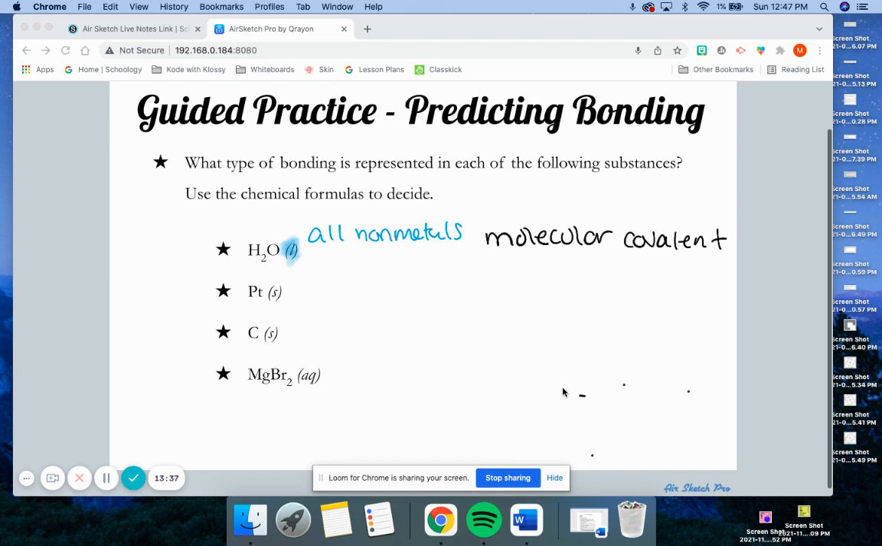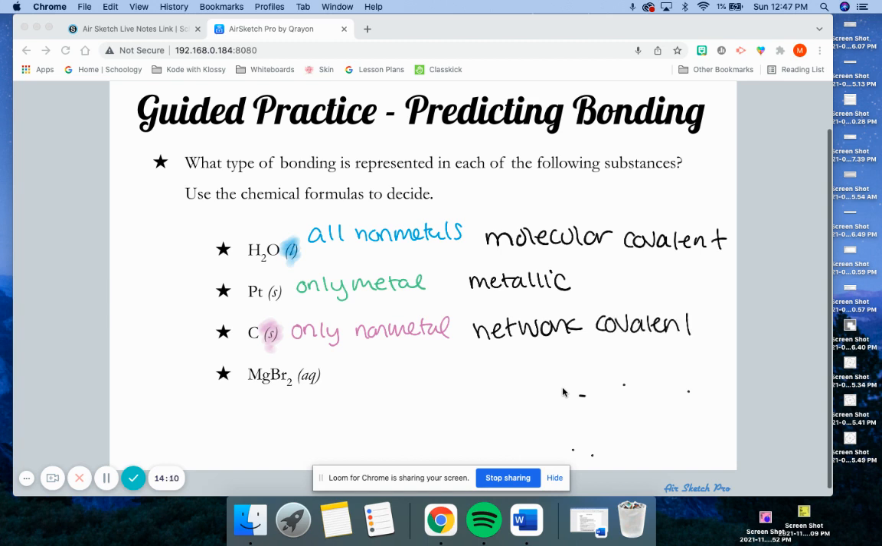In Pt, platinum solid, I just have a metal atom. So this is going to be metallic. This is probably the easiest one. In C, solid carbon, I only have a nonmetal. And I have a hard solid. So this is going to be a network. Oops, this is going to be a network covalent. Remember, solid carbon is diamond, which is the hardest substance on Earth.